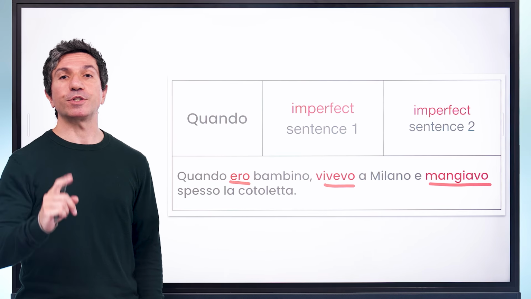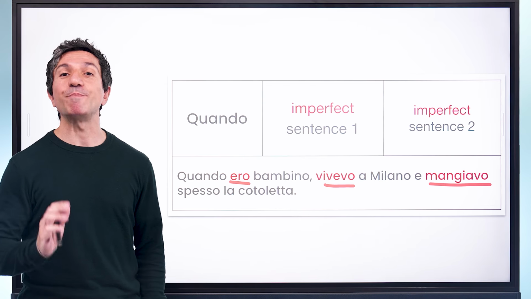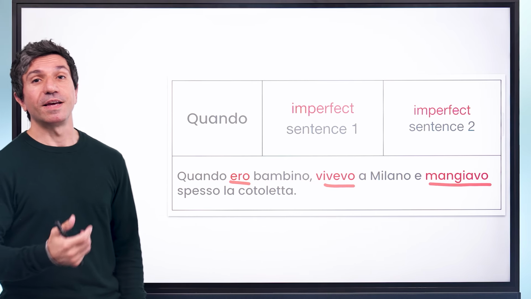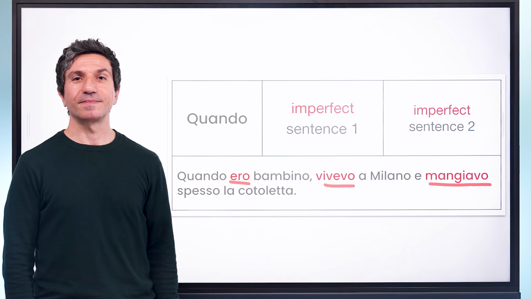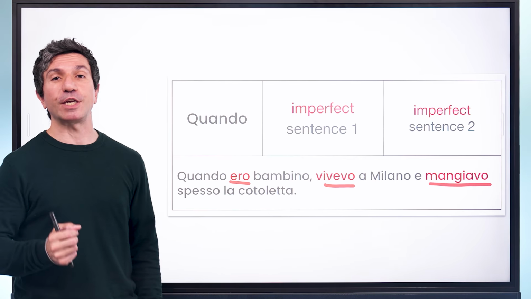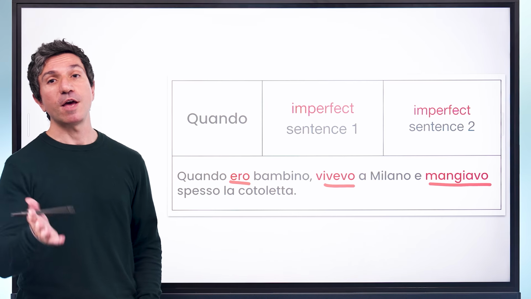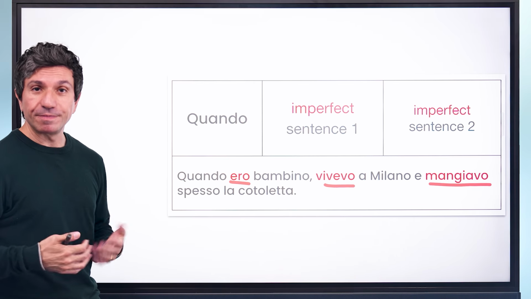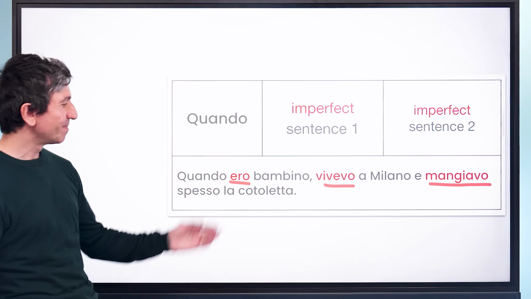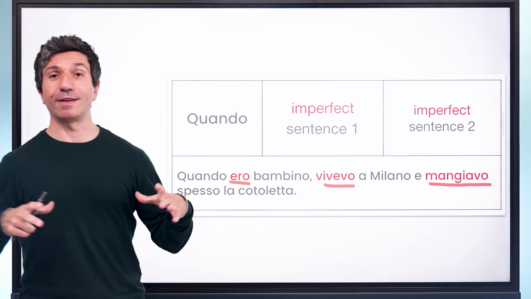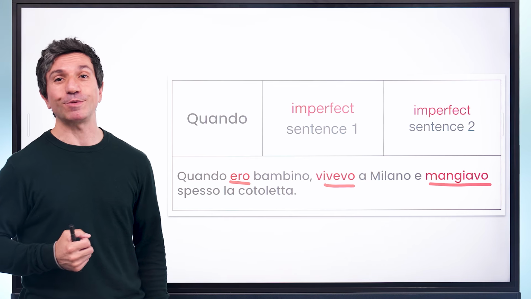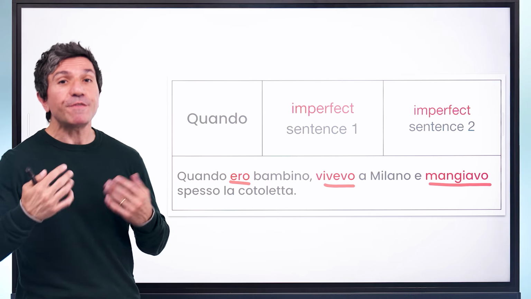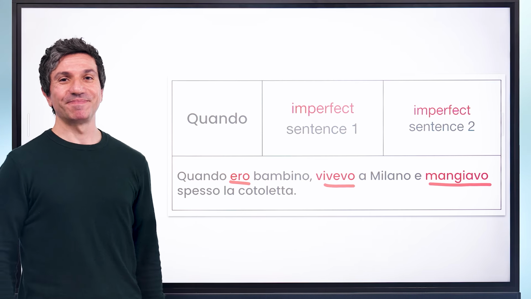Vivevo is the first person singular of vivere in the imperfetto, meaning I lived. A Milano means in Milan, indicating where the speaker lived. Mangiavo is the first person singular of mangiare in the imperfetto, meaning I used to eat. Spesso means often, describing the frequency of the action. La cotoletta means the cutlet. It's the thing the speaker used to eat. So the full sentence means, when I was a child, I lived in Milan and often ate cutlet.